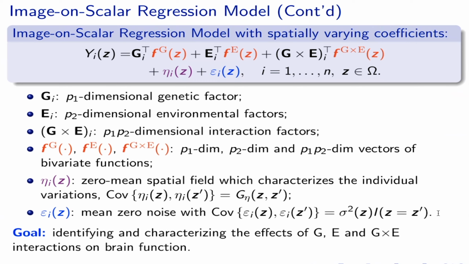And so the zero mean spatial field, which characterizes the individual variations, is that trying to capture the patient-specific elements of any given image? Yes, both eta and epsilon are decomposed from the noise term. Eta, as you mentioned, is a subject-specific noise that we think could provide some good information, and epsilon is just some random noise.